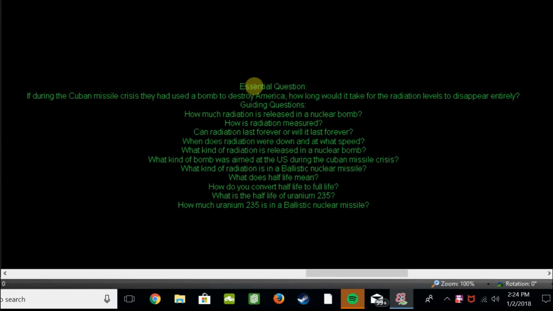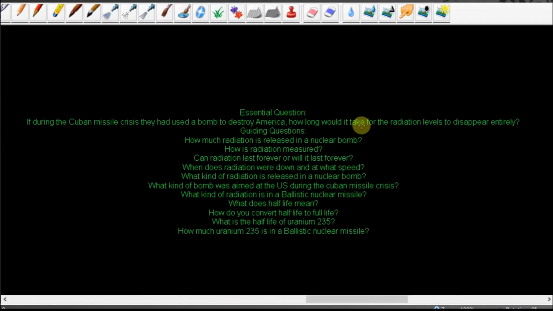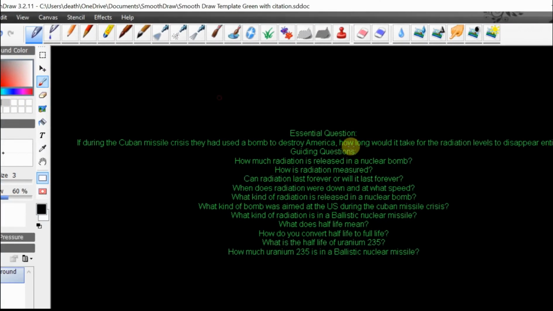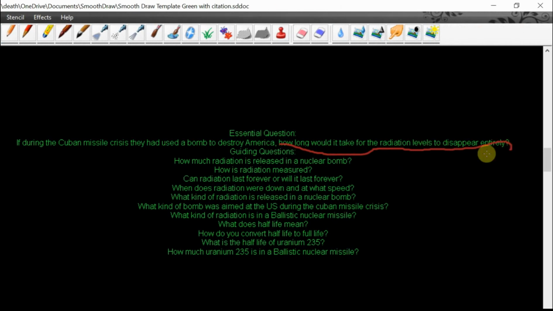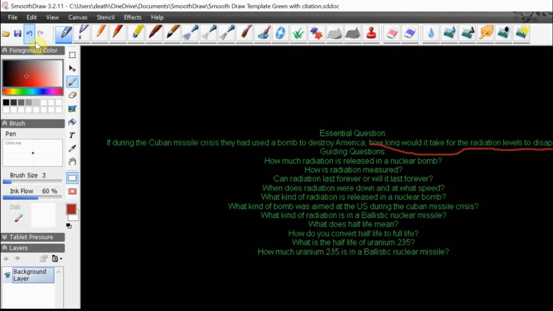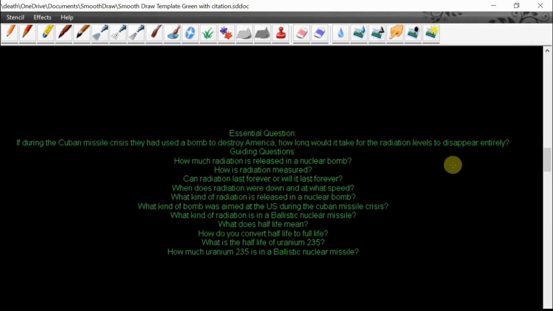Real quick before we start, I would like to put a big disclaimer about my essential question, where I asked how long it would take for the radiation levels to disappear entirely. When I wrote this, I did not know that radiation doesn't disappear at one point. It just gets smaller and smaller until we can't really describe how small it is. So this question isn't really feasible.